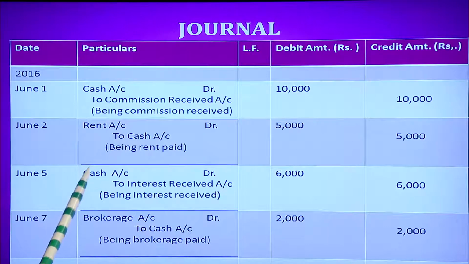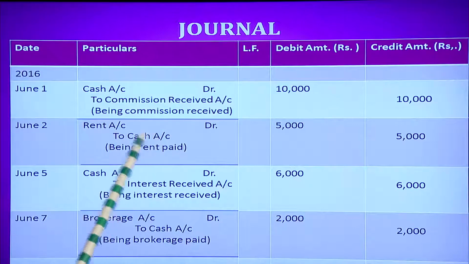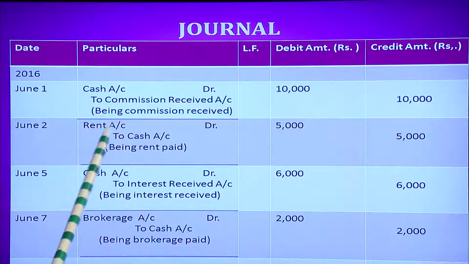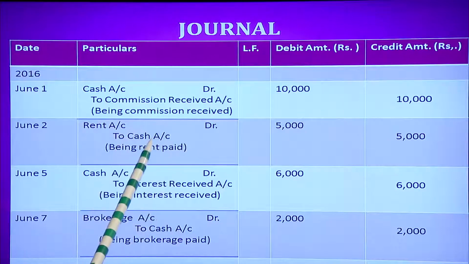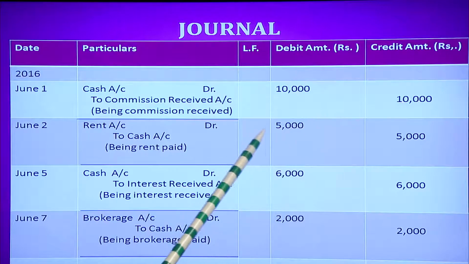Second entry is rent paid. So, debit all expenses and losses, and rent being an expense, we give a debit to the rent account. So, rent account debited and credit what goes out. Since cash is going out, we have paid rent. So, we give a credit to the cash account, and our entry becomes rent account debited to cash account. Again, in the debit and the credit column, we write the rent paid amount for rupees 5,000.